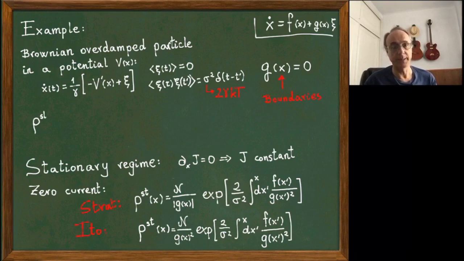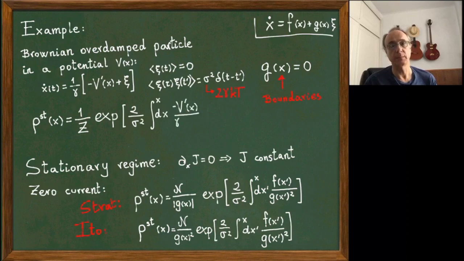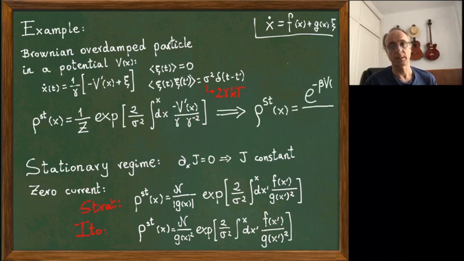So let's apply these formulas to the case. Now I write the normalization constant as 1 over Z. So now I have the exponential of 2 divided by sigma squared and the integral of f, but f is minus V prime divided by gamma. And now divided by g squared. g is 1 over gamma, so I have gamma to the power minus 2. So this is the expression. Now, a gamma cancels here with a gamma. And if I use the Einstein relation for sigma squared, another gamma cancels as well. And the 2 cancels with the 2, so I have only kT. And I get the exponential of minus V over kT, minus beta V, okay? Which is the stationary distribution in equilibrium.